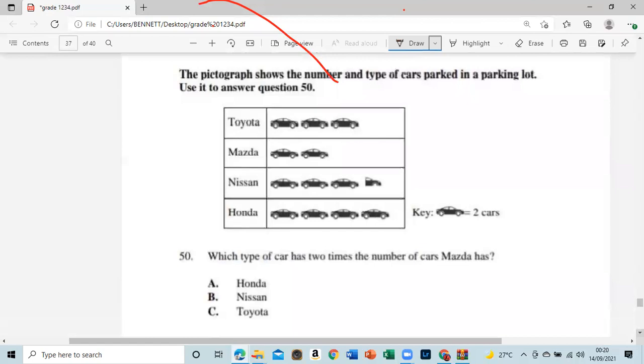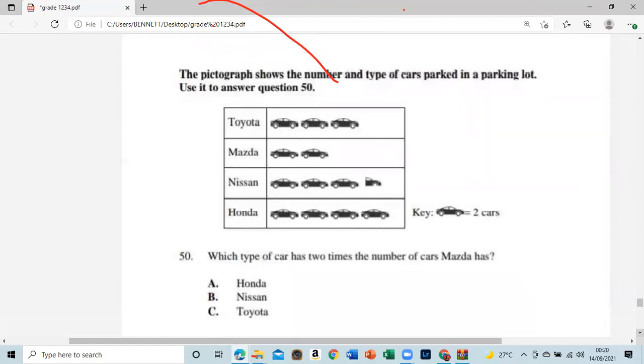The pictograph. A picture is used to represent whatever. The pictograph shows the number and types of cars parked in a parking lot. Use it to answer question 50. Toyota, Mazda, Nissan, Honda.